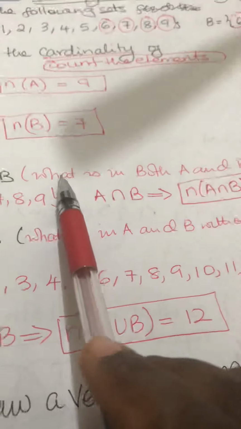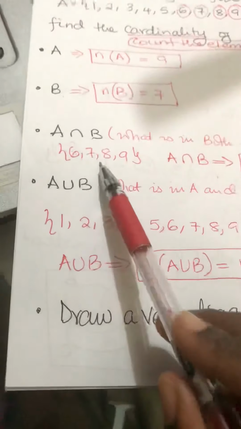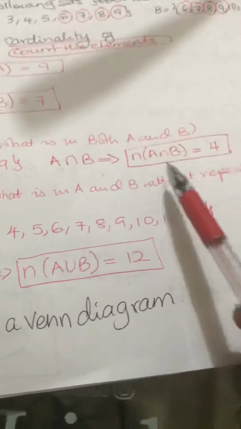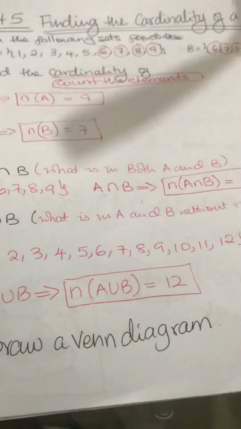Alright. A intersection B, you must do before you count. A intersection B means what is both in A and B. What elements are in A and then also in B? 6, 7, 8, 9. So I wrote it here. Then I counted 1, 2, 3, 4. So I wrote the cardinality of A intersection B is 4.